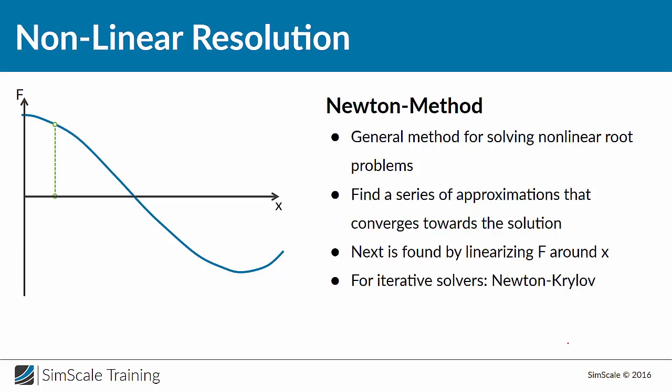And just let me give you an example. We start somewhere, for example at this point, and then we go to the function, and then we calculate the tangent at this point. And then we can calculate where the tangent would cross the x-axis again. This is our next point. Here we do the same thing, which will bring us back to here, and the other way around. And what will happen in the end is that we will travel like this until it becomes stable, and you can see that we will end somewhere here. And the next part of the series is found by linearizing f around x. And if you use an iterative solver, you have to use the Newton-Krylov method, which is tailored for massively parallel calculation.